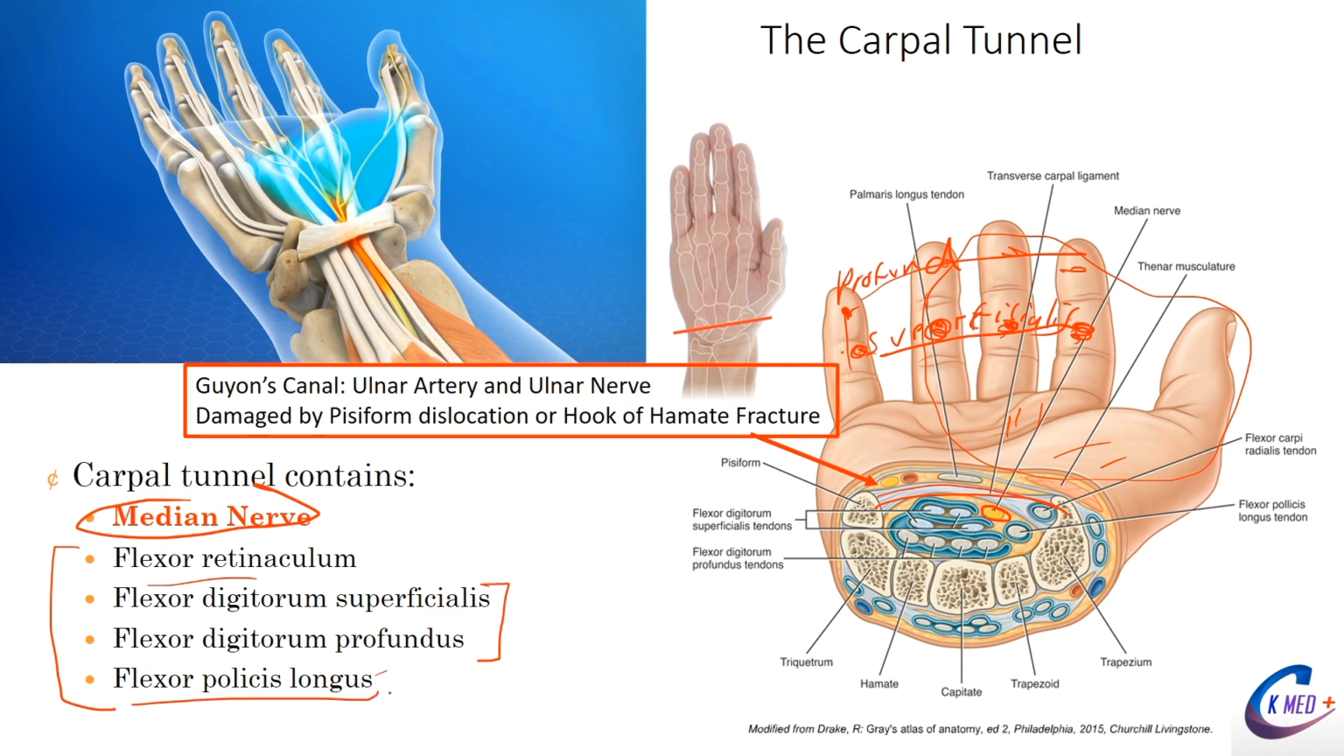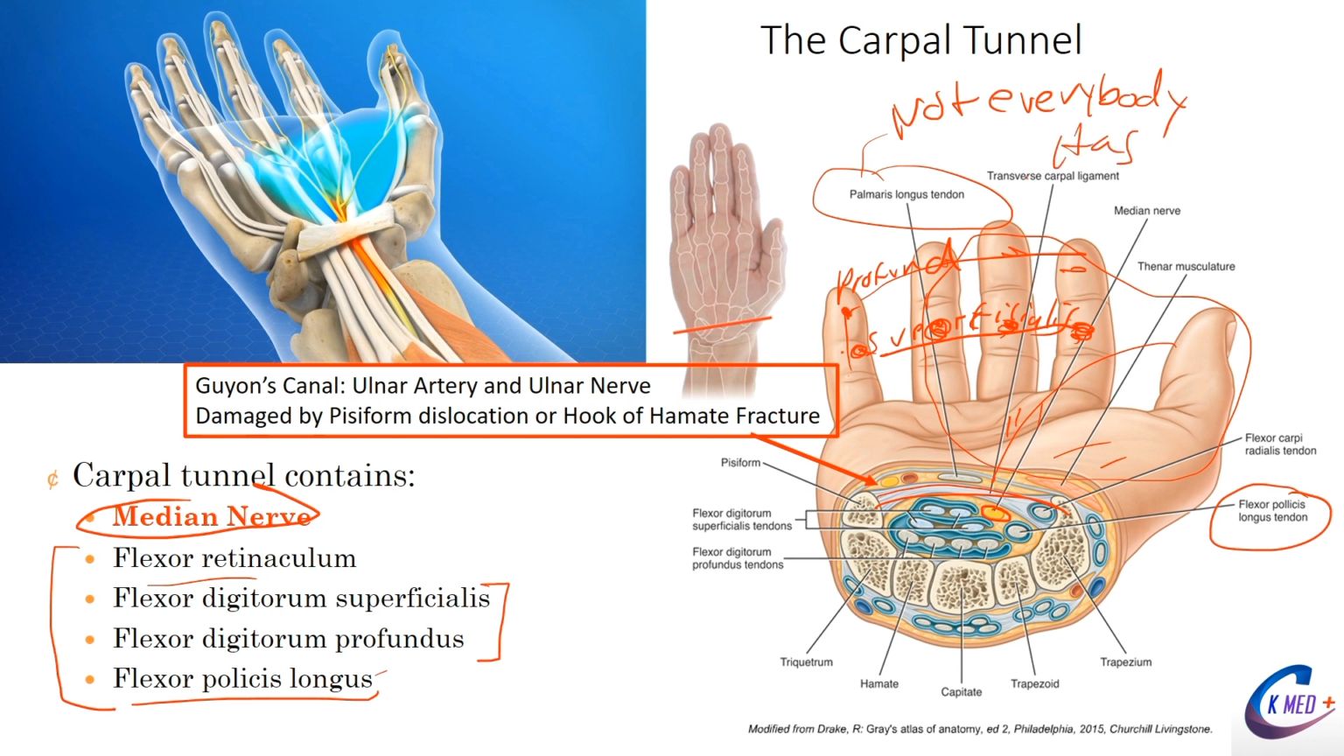And then flexor pollicis longus is one muscle that not everybody has, but it can be passing through here. Flexor pollicis longus is for flexing of your thumb. And then one other muscle that can run over the carpal tunnel is your palmaris longus, and this one not everybody has. I will show you what this muscle is, so I can get you a nice free point on your BSc 1 and BSc 2 when that time comes. So let's switch over to Essentials Anatomy and I can show you.